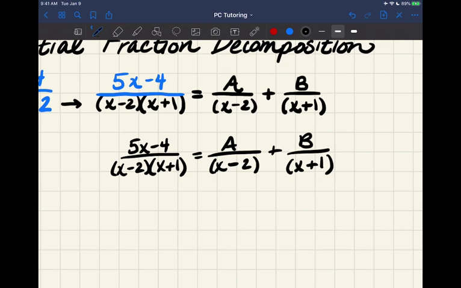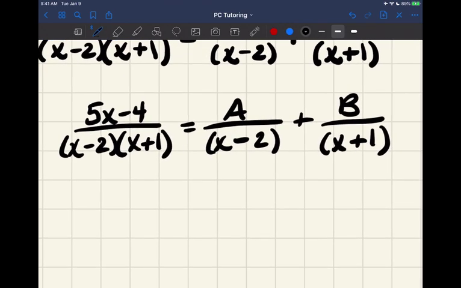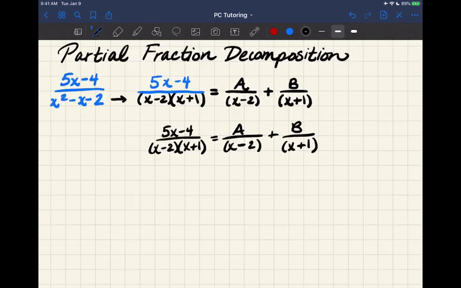Notice we're at an equation and we're trying to solve for two letters. We're trying to solve for A and we're trying to solve for B. So let's make this simpler and easier to look at. To do that, I'm going to multiply by a common denominator, and I'm going to do it on both sides. So I'm going to multiply by x minus 2 and x plus 1. I'm also going to do it on the other side, because otherwise nothing would make sense.